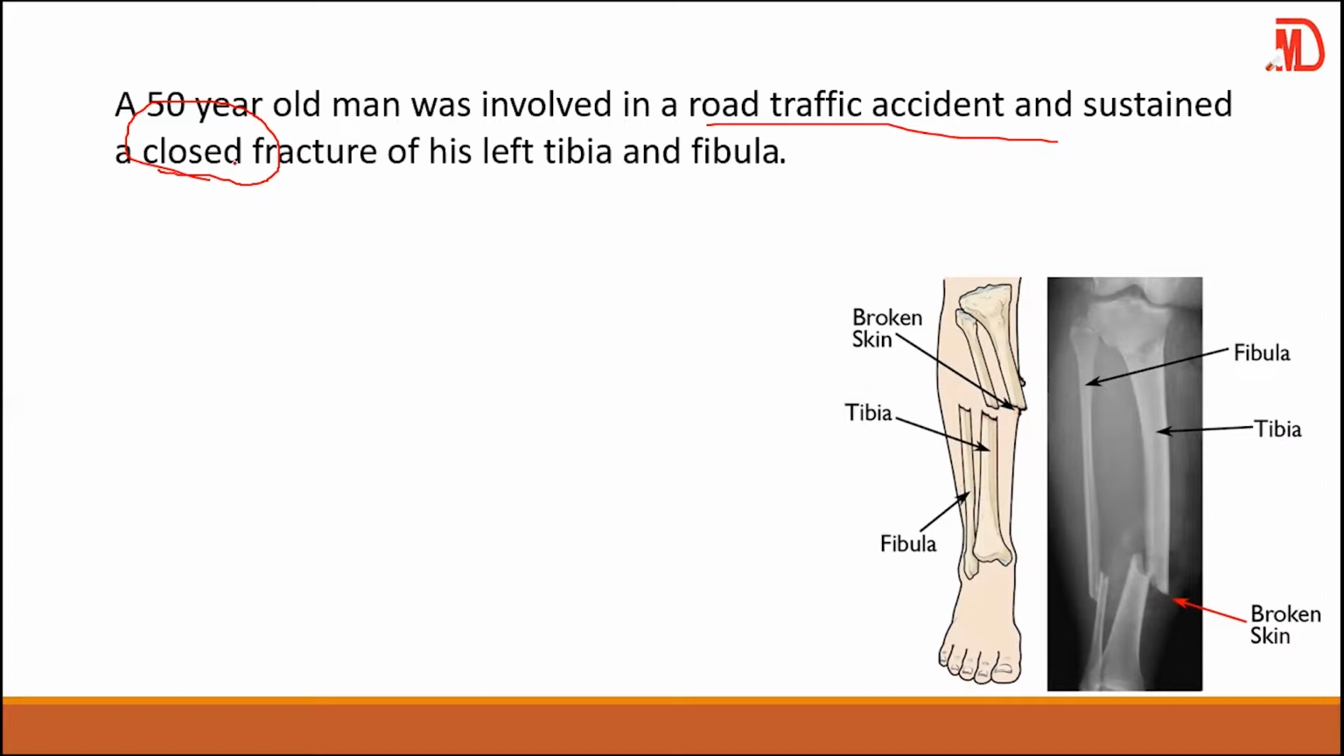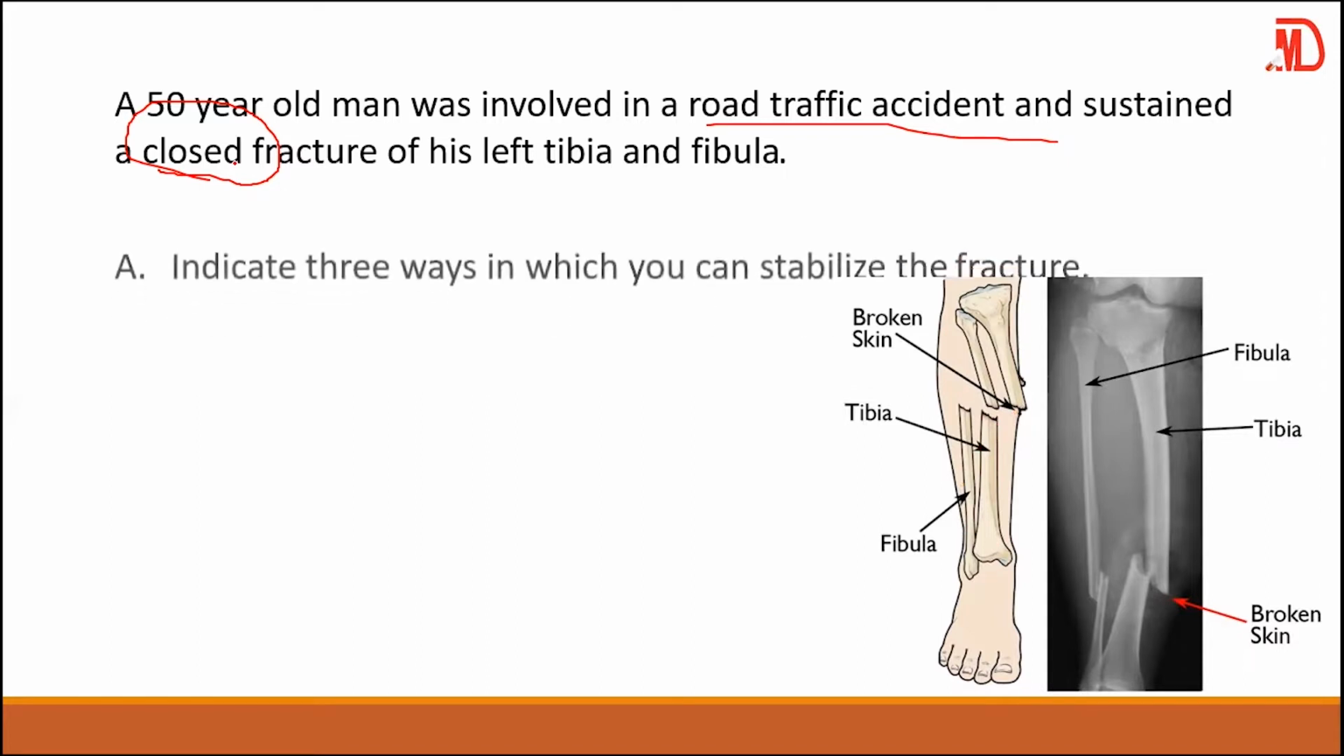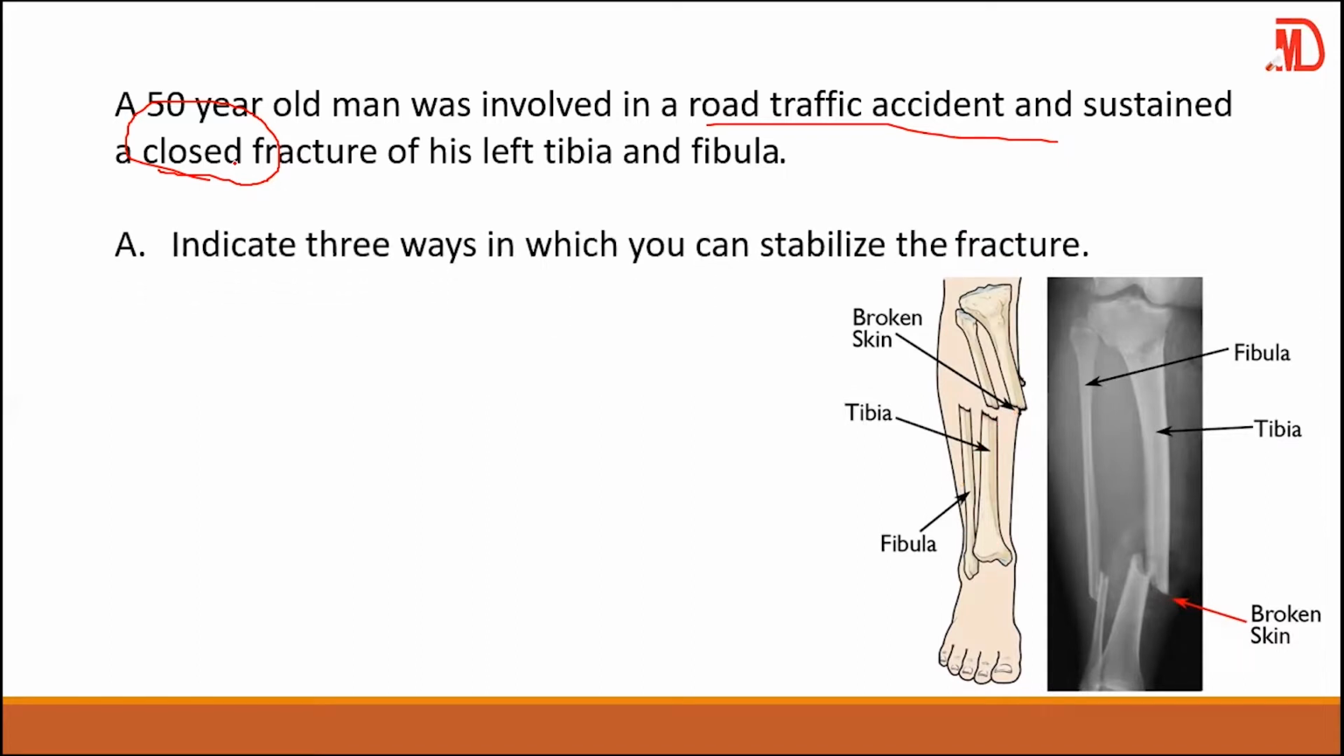Alright, so let's look at the possible questions they might be asking us on this one. Indicate 3 ways in which you can stabilize the fracture. A bone is broken. How will you stabilize this patient? One, you can talk about reduction by closed manipulation and limb immobilization, in other words, a full length plaster cast. Basically this deals with what we call the POP, if you might have heard it before. That's one way in which you can stabilize the fracture.